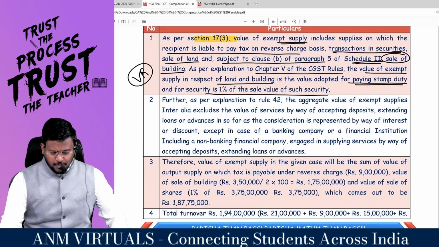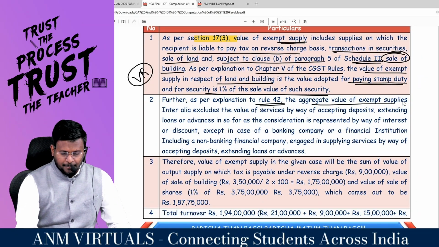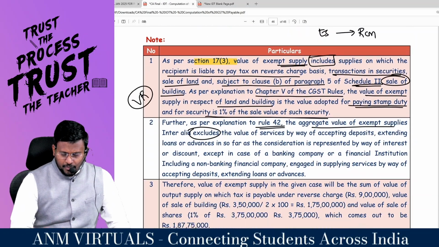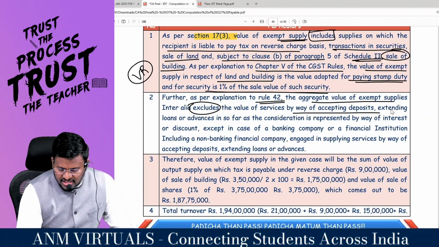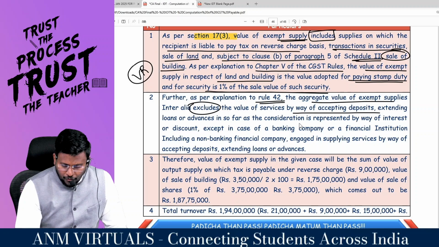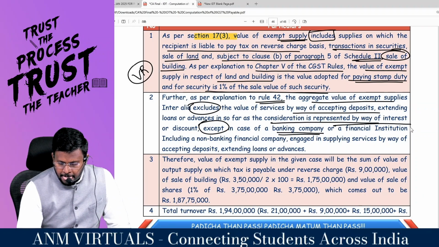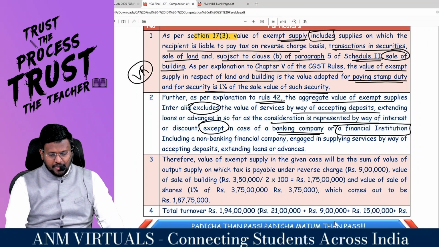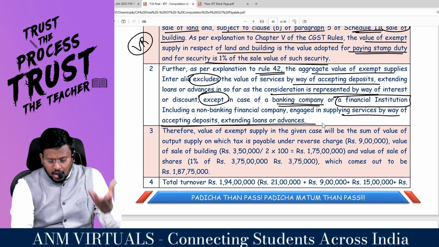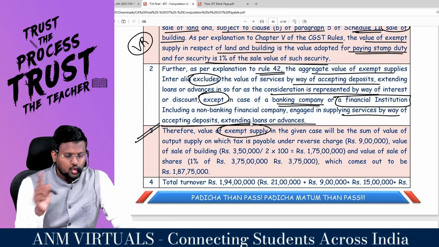Comfortable, sir. Further, as per the explanation to rule number 42, aggregate value of exempt supply inter alia excludes, because here we are talking about include and here we are talking about exclude, the value of service by way of accepting deposit, extending loan or advance, in so far as the consideration is represented by way of interest, except in case of a banking company or financial institution, including an NBFC, engaged in supplying services by accepting deposit, extending loan or advance. So based on this, I am going to calculate the exempt supply and also the total supply.